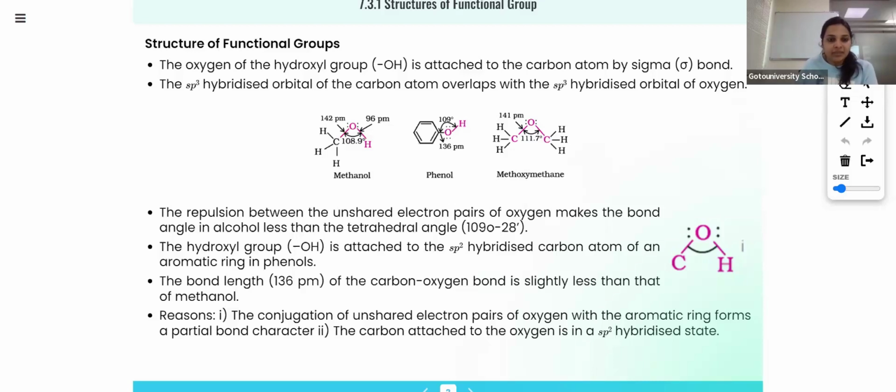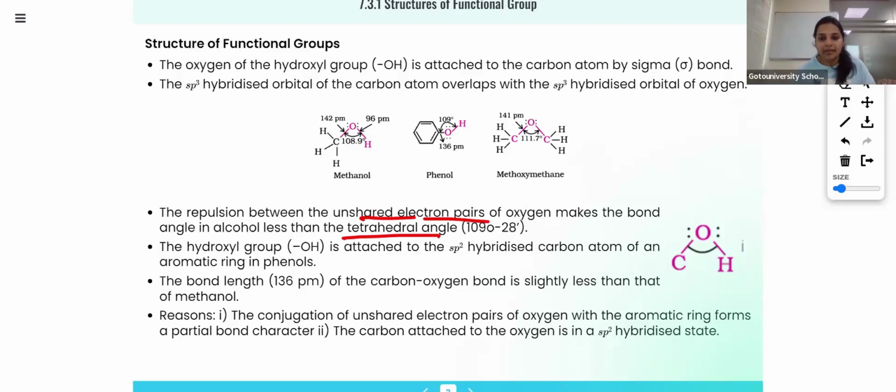What is the reason? The repulsion between the unshared pair of electrons, that is the lone pair of electrons of oxygen, makes the bond angle in alcohol less than the tetrahedral angle. Normally, if a total of 4 electron pairs are there, we expect a tetrahedral geometry and the bond angle will be 109 degrees. But if lone pair repulsion or bond pair repulsion is there, the bond angle will be different from the expected value, right?